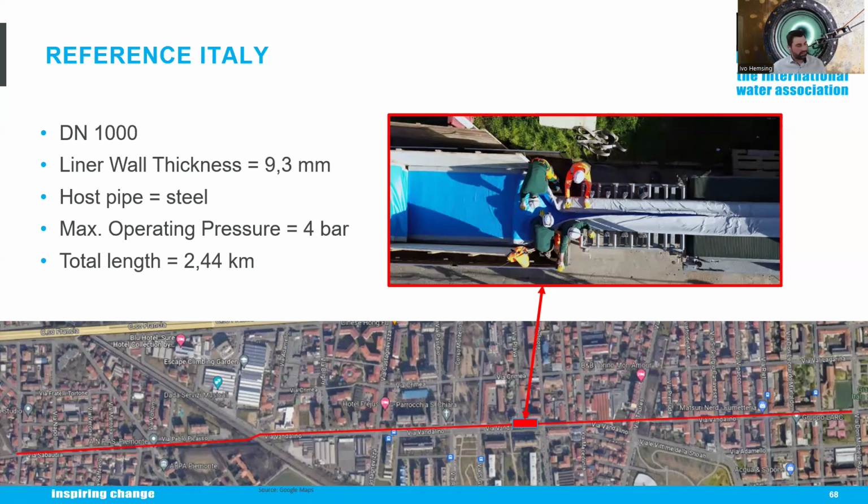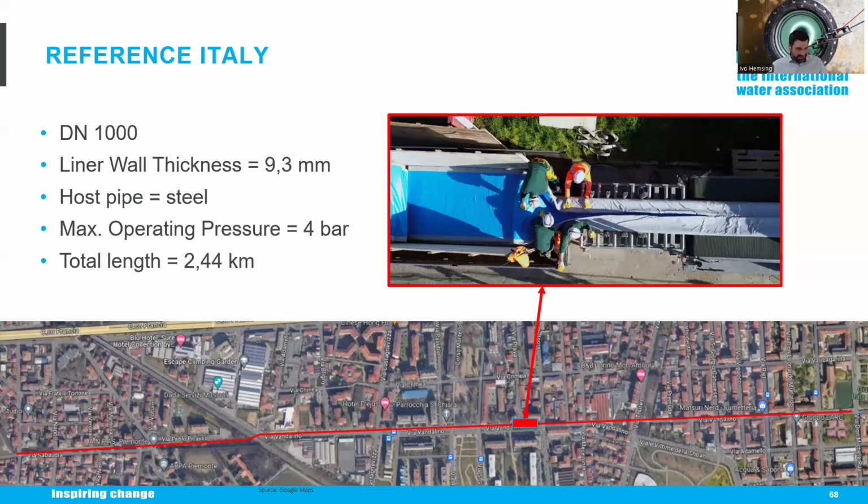Now a very short case study. What we would normally call, in Germany, bread and butter projects. This is 2.4 kilometers of DN1000. It was a handmade steel pipe, I think nearly 90 years old. And we used a liner with a wall thickness of 9.3 millimeters.